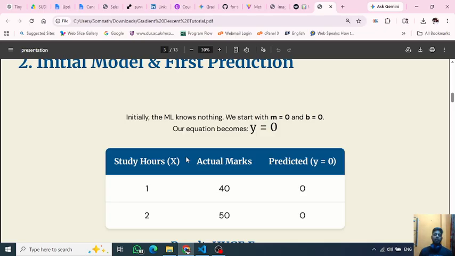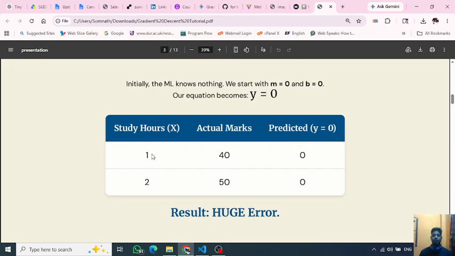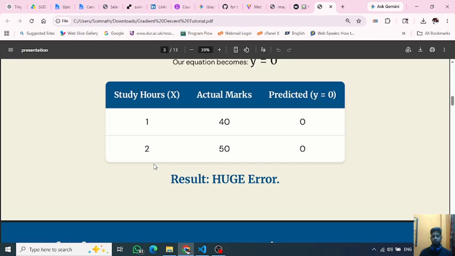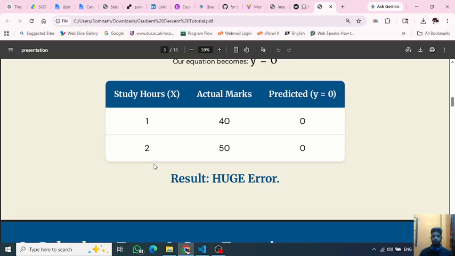So initially the ML model knows nothing. We start with m equals 0 and b equals 0. So our prediction becomes y equals 0. For study hours 1, the prediction is 0. For 2, also 0. That means it's a huge error. It is not able to predict because it doesn't know the pattern, right?